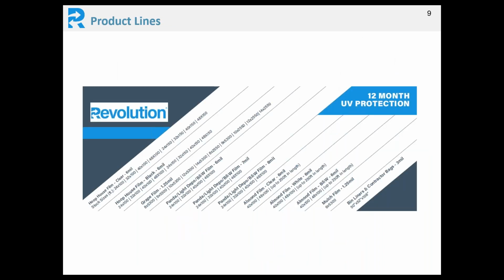This slide here, I know it's a lot to read on one slide, but it gives you an example of some of the agricultural films that Revolution makes. And again, the idea being that we pick up that material that's used on the field and turn it back into these products that can be used again on the fields.